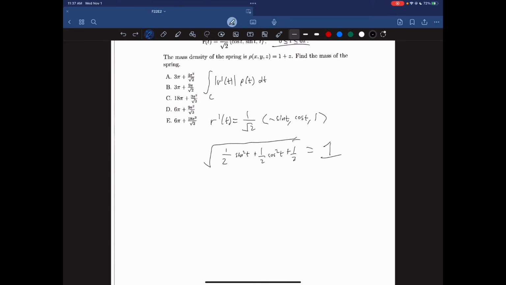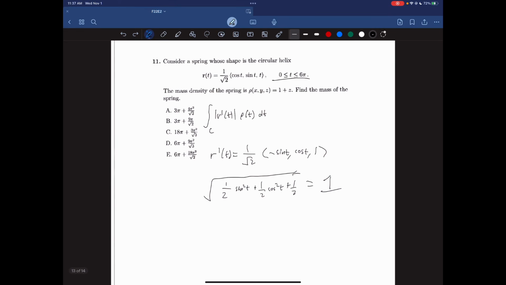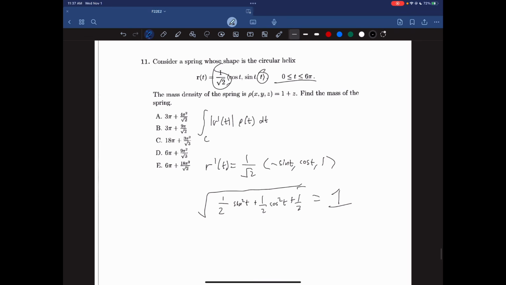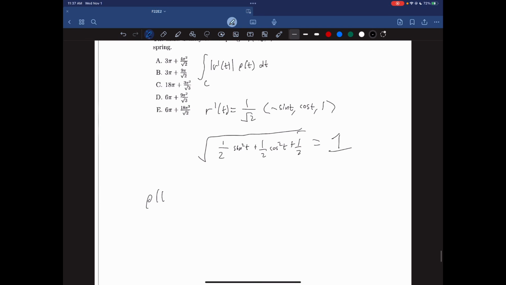Now, rho of t, we just need to plug in the z component of r of t. And that's actually not just t. I realize that now, but when I was recording, I did not realize that it is actually t times 1 over root 2, because technically you need to multiply them to get the real r of t. This is like the fake r of t. So rho of t equals 1 plus t over root 2.